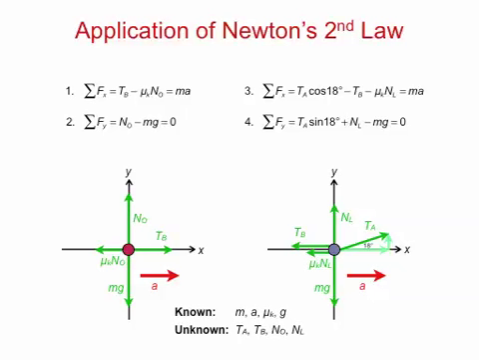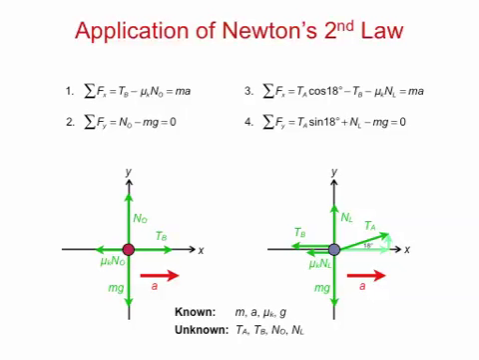Equations 3 and 4 are the x and y components of Newton's second law, now applied to Luke. The x component of the net force on Luke is given by the x component of the tension force from rope A, T sub A cosine 18 degrees, minus the tension force from rope B, T sub B, minus the frictional force, mu sub k times N sub L. This too is set equal to ma.